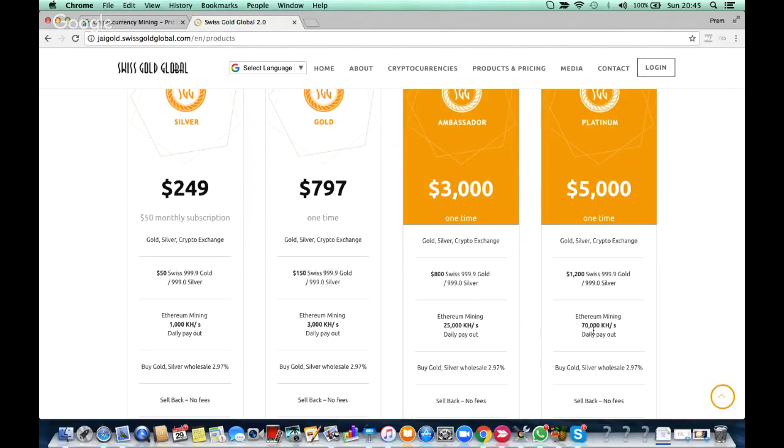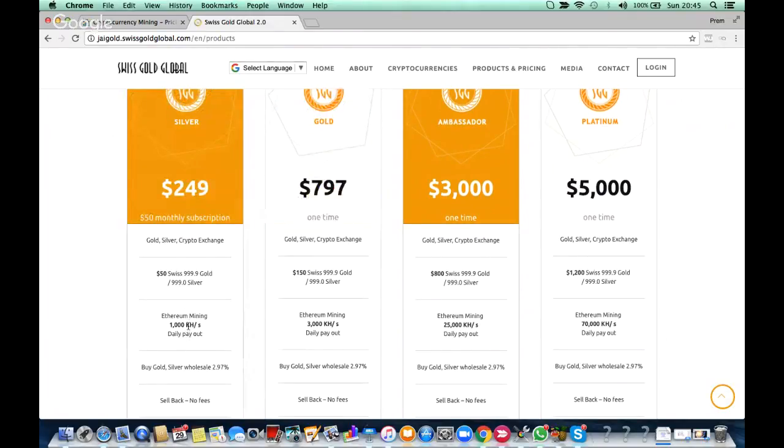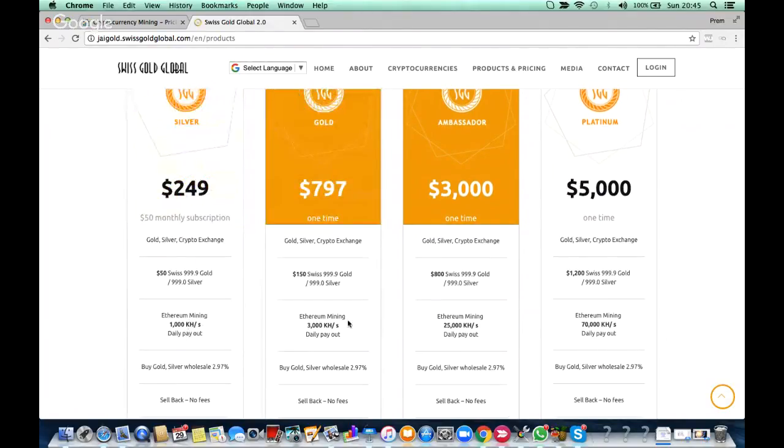You get 70,000 kilohash per second. That's basically 70 terahash per second, sorry, 7 terahash per second. And that's quite a good sizable chunk to begin with anyway. This is in Ethereum mining right now. This is not Bitcoin, because Bitcoin has been sold out, so you get Ethereum mining. But let's say you started with the 797 package and you've got 3,000 kilohash per second of Ethereum mining.